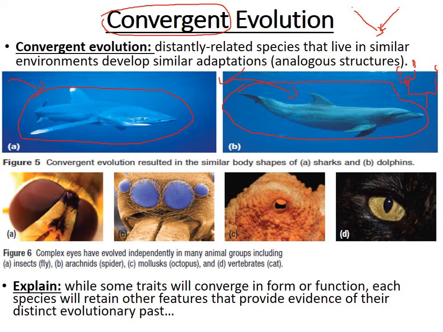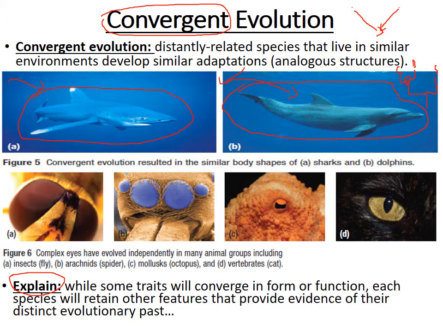So here we have an interesting quote that relates to convergent evolution. And I want you to think about it before we go on to the next slide to try to explain what this quote means. It's from your textbook, and so it's important to try to understand what you're actually reading rather than gloss over things if you don't get them. So while some traits will converge in form and function, each species will retain other features that provide evidence of their distinct evolutionary past. So think about what that means. Maybe pause the video for a minute and come up with an answer. So once you have an answer, come back and check with me.